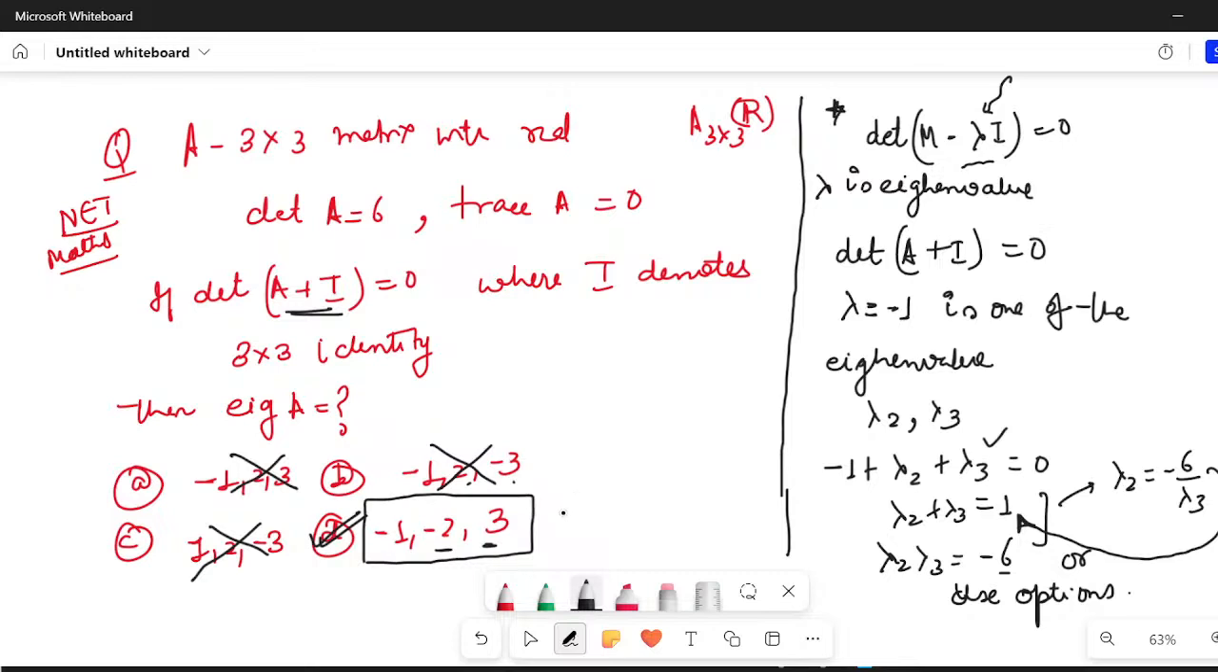Is that clear? So always remember, this is an important aspect from where most of the questions are asked. That is the trace of the matrix and the determinant of the matrix. Most often you are going to see that such questions are asked in your examination. So keep in mind these two properties. Fix them in your mind. Never forget them.